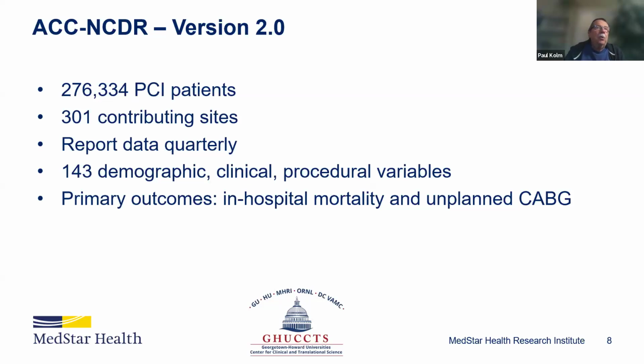They would have a quarterly report that goes to all the sites. And in this version, although this is an older version, so there might be more by now, we have 143 variables that are demographic, clinical, procedural variables that we want to use as potential predictors of the outcome. In the analysis, there were actually two primary outcomes that we were interested in: hospital mortality and unplanned bypass surgery. I'm just going to focus on the in-hospital mortality.